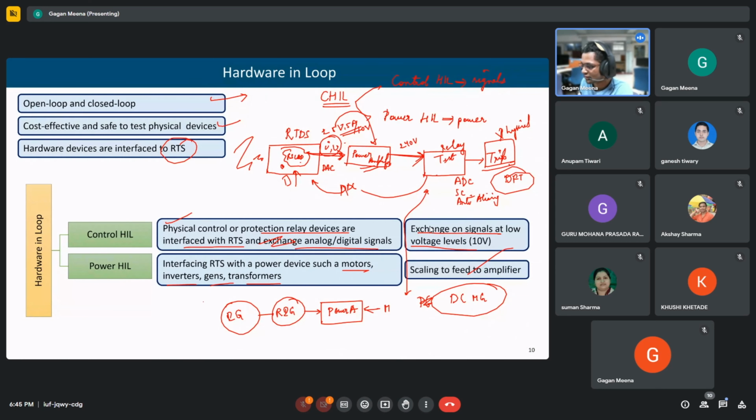Okay, so we are talking about this hardware in loops. There are two: control and power hardware in loop. In control we have these devices which require low voltage signals, and power hardware in loop will require high power signals. So they will exchange these power signals between the real-time simulator and the hardware.